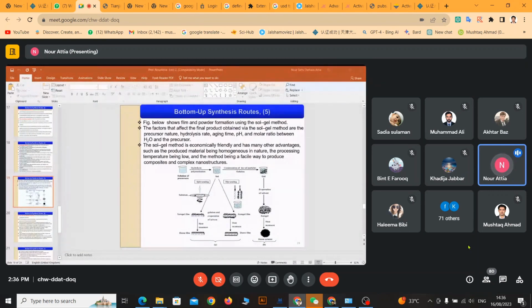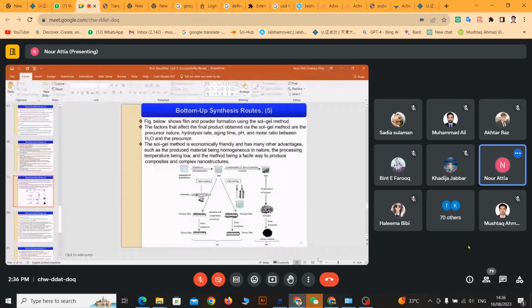This is the main method for the synthesis of titanium and zinc oxide nanoparticles. Of course, there are many factors that affect this process, like the molar ratio between the water and the precursors, the pH, the aging time, the hydrolysis rate, and the nature of the precursors also. But if you are a clever person, even one of a few master students, you can also develop this method. It's not a big deal, actually. It's not hard to do.